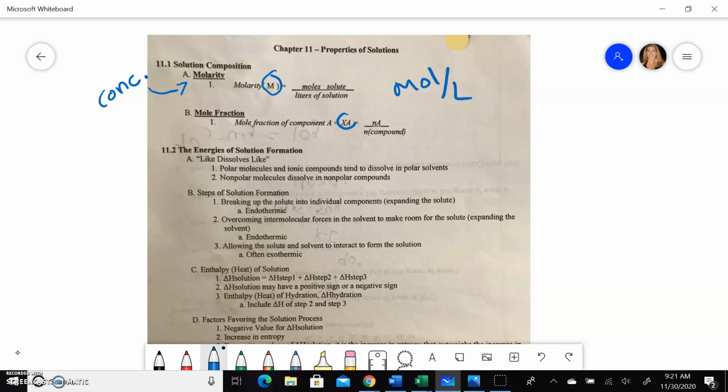So for example, if you have this compound right here, XA, and I wanted to know the mole fraction of that, you can talk about the moles of just A, so n stands for moles, divided by the moles of the whole compound. So again, it's just a mole part over a mole total, and that's it.